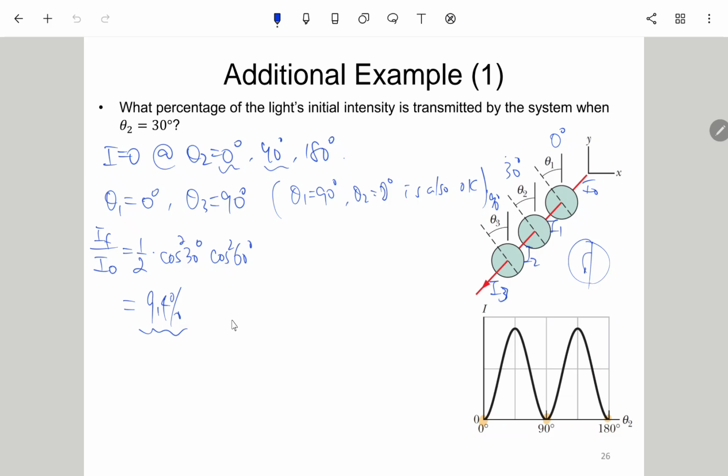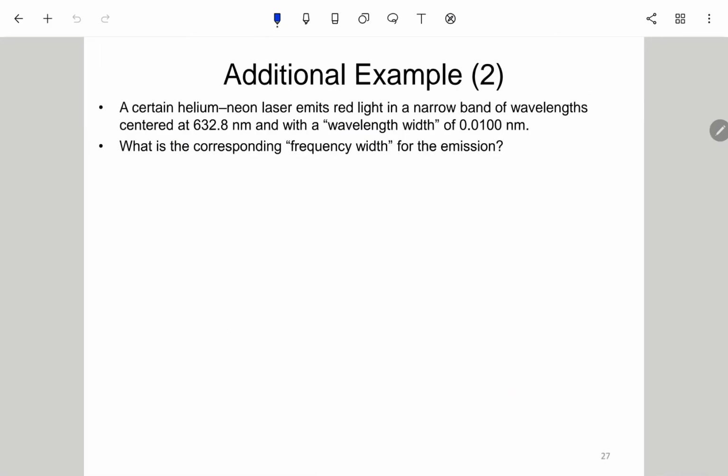Okay, so next we have another additional example. So here it says a certain helium-neon laser, 就是氦氖镭射, okay, emits red light in a narrow band of wavelengths centered at this wavelength, and then with a wavelength width of 0.0100 nanometer. What is the corresponding frequency width of the emission?